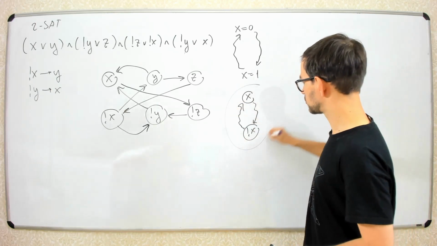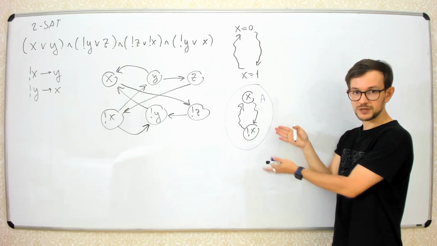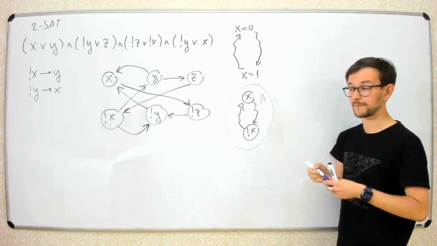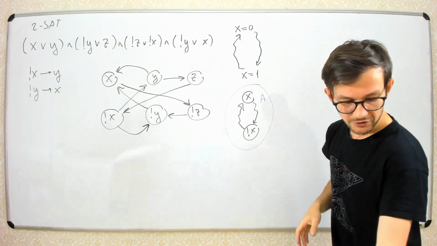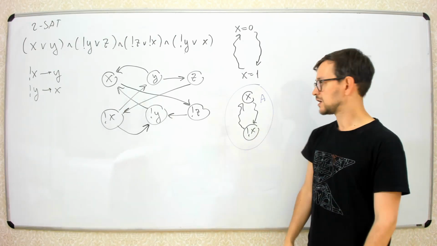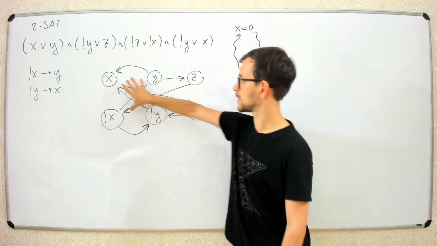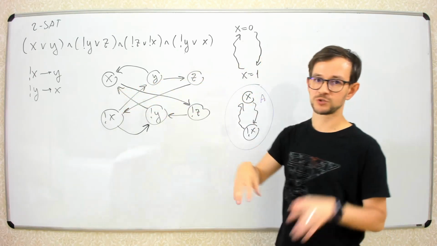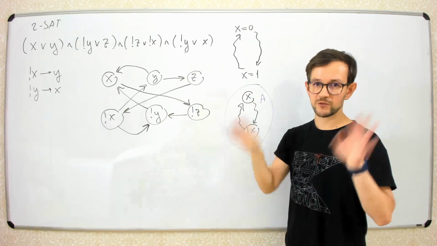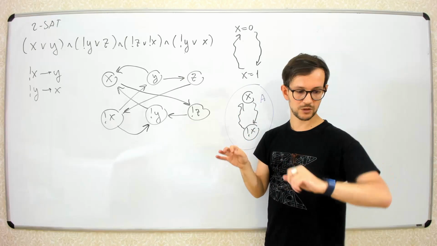So they belong to some strongly connected components. So if you have a situation like this, it is impossible to satisfy your Boolean formula. And the interesting thing, it turns out that it's the only case when it's impossible. So if you don't have a case like this, so for all these pairs, these two vertices belong to different strongly connected components, then the formula is always satisfiable, and we will find the solution in a few minutes.